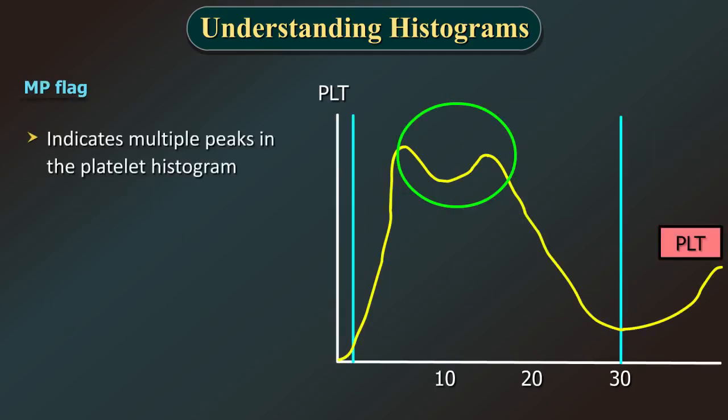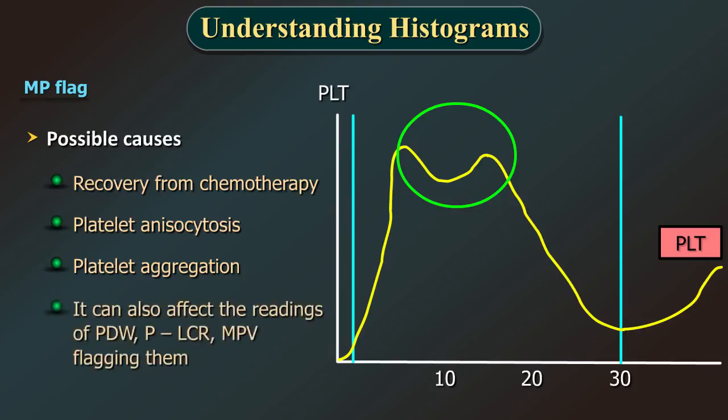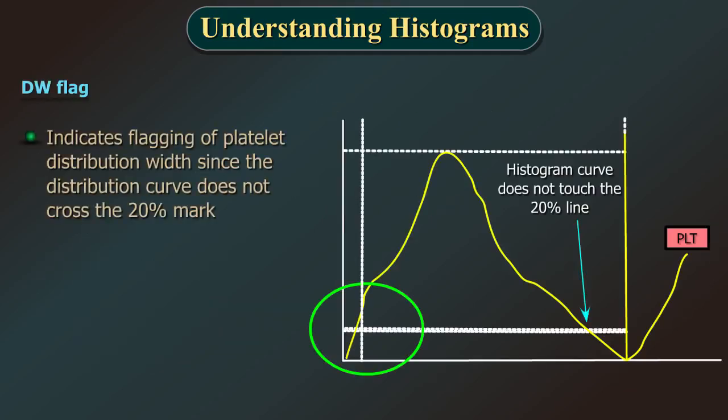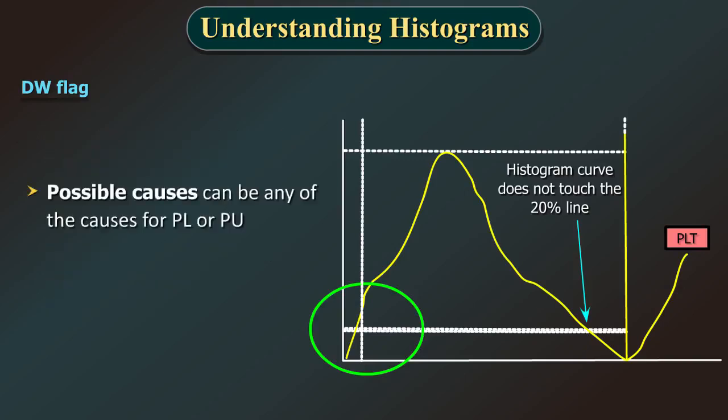MP flag indicates multiple peaks in the platelet histogram. Possible causes: recovery from chemotherapy, platelet anisocytosis, or platelet aggregation. It can also affect the readings of PDW, PLCR, MPV, flagging them. DW flag indicates flagging of platelet distribution width since the distribution curve doesn't cross the 20% mark. It can cause flagging of MPV and PLCR. Possible causes can be any of the causes for PL or PU.